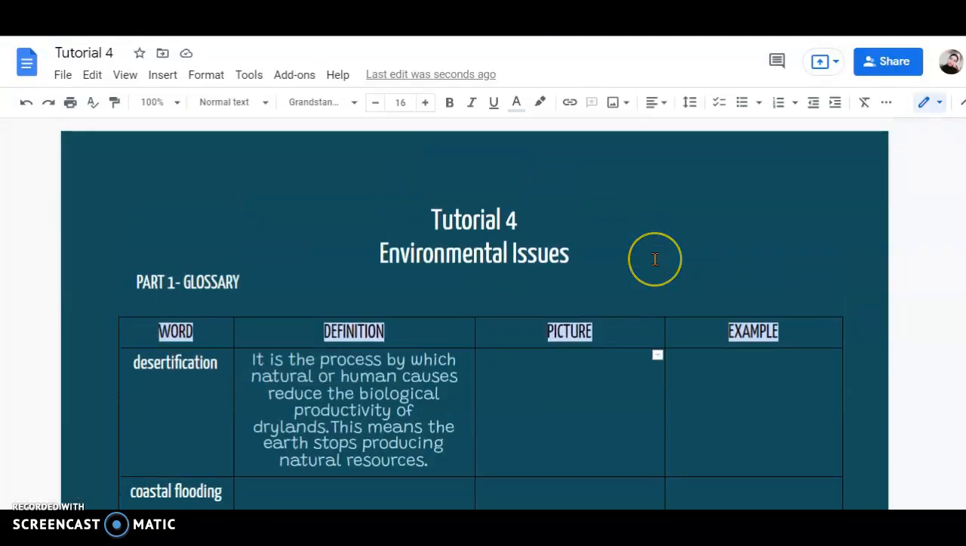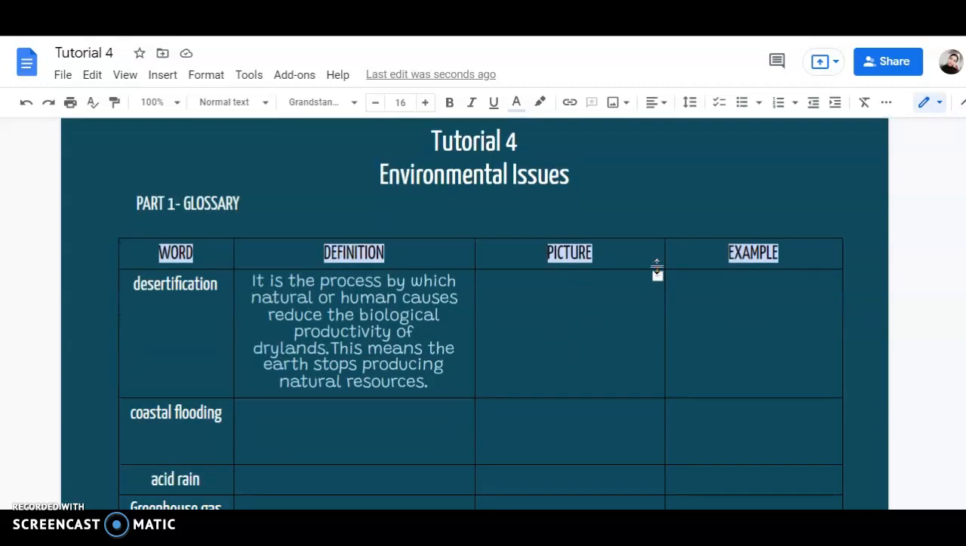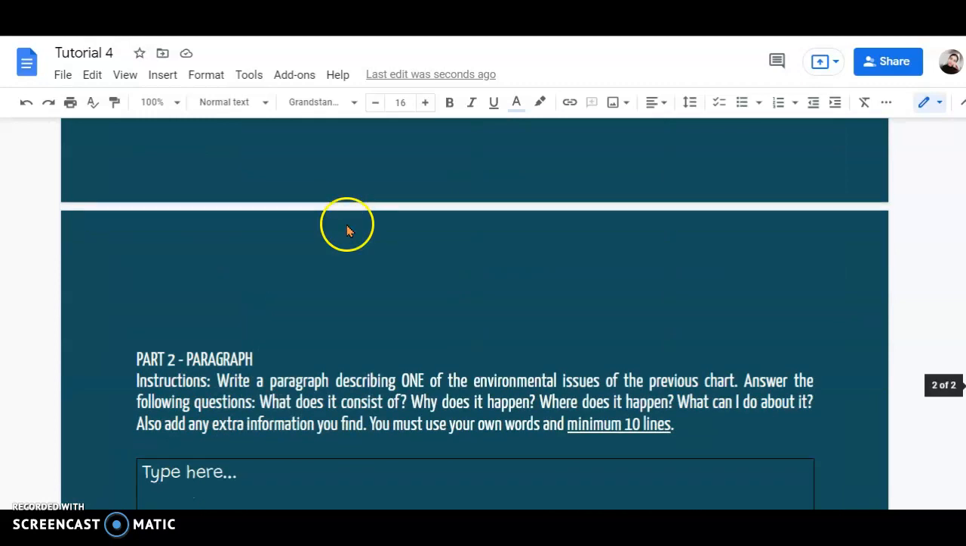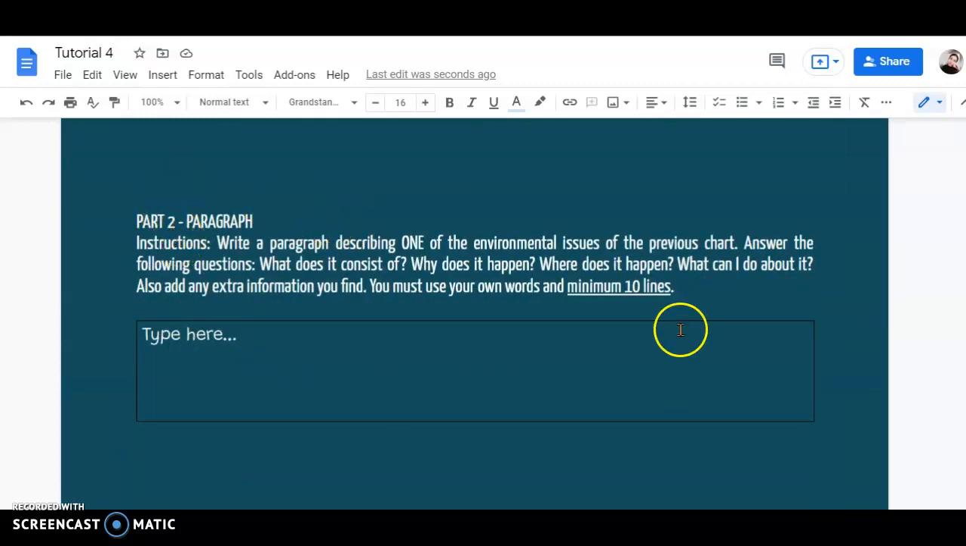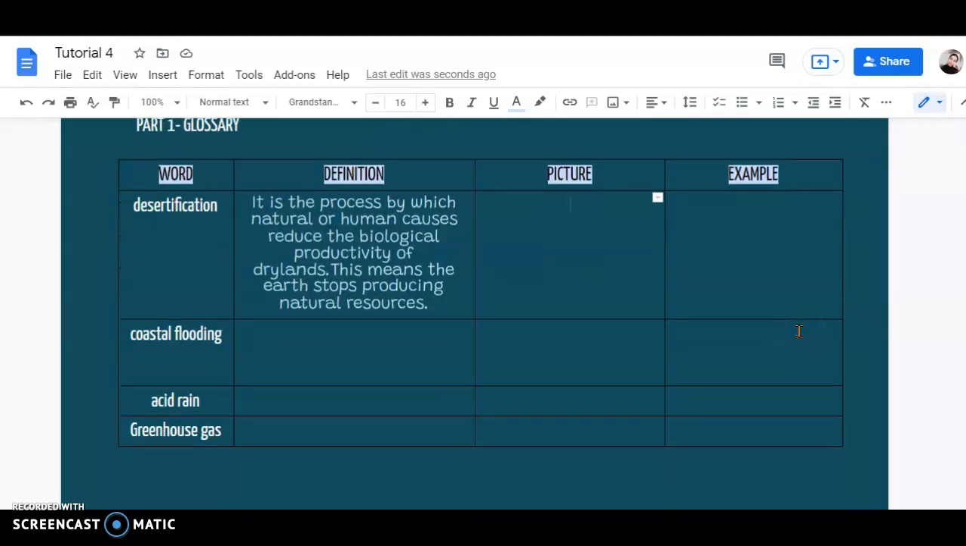You will see this document, Environmental Issues. On the first part, a glossary to fill in, to complete, and on the second part, a paragraph. So let me help you out on how to fill the first part. We have the words, the environmental issues: desertification, coastal flooding. You know what a flood is because you already researched it. Then acid rain and greenhouse gas.